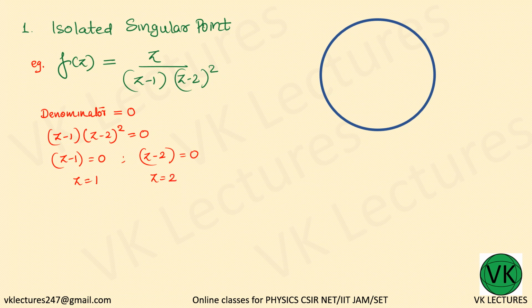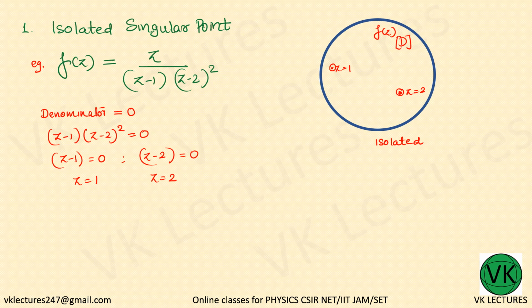Now for example, this is the f of z where this function is defined. This is the domain D where this f of z is defined. Now let's say this is the point z equal to 1, and say this is z equal to 2, and at these 2 points z equal to 1 and z equal to 2, the function is not defined. They are called isolated singular points. They are isolated because they do not have any singular points nearby.